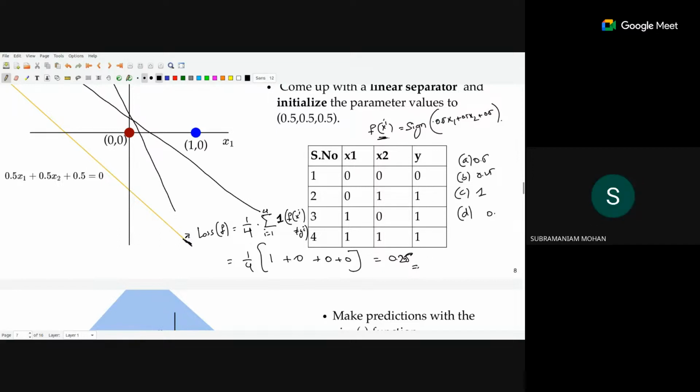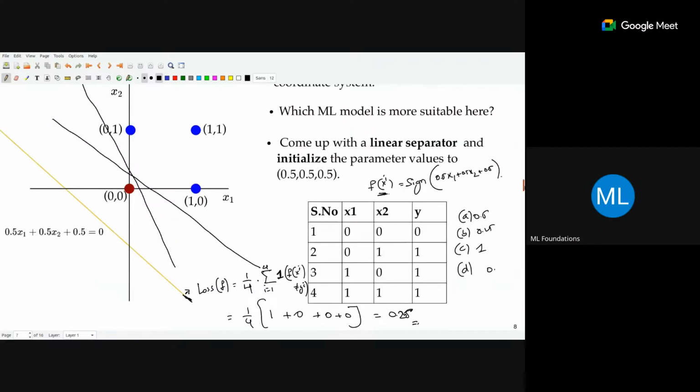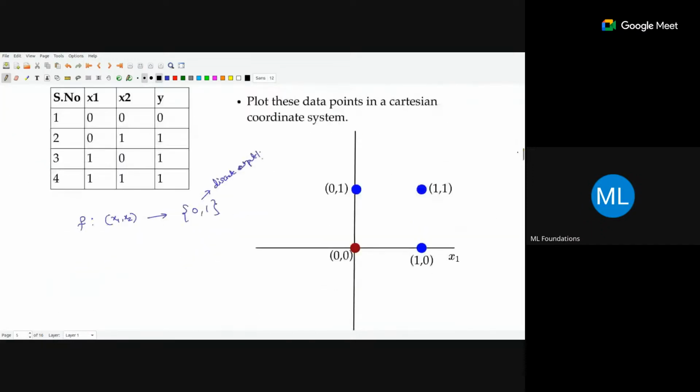So that is why I wrote the function first. The function here maps the data points to either 0 or 1. So as we are going to use sign as our function, you have to represent 0 as -1 and 1 as +1.